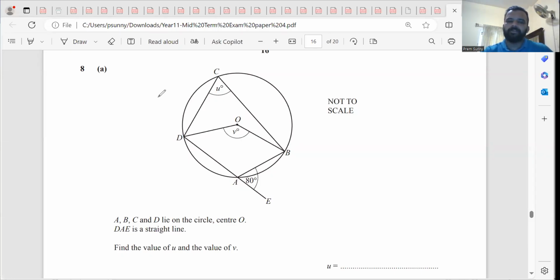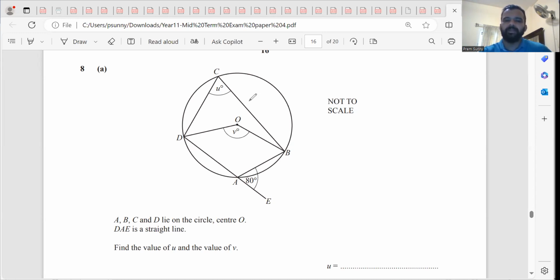Hi, welcome back. So in this video, we are going to solve a circle theorem question here. It is a paper 4, so it has 3 to 4 subdivisions. So let's start reading the question here. A, B, C, D lie on a circle center O.